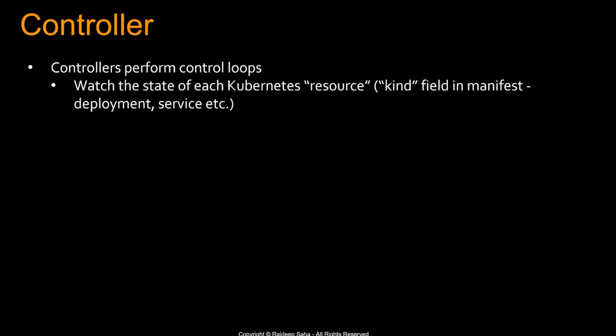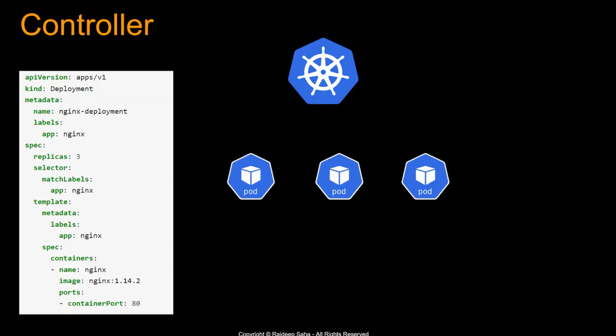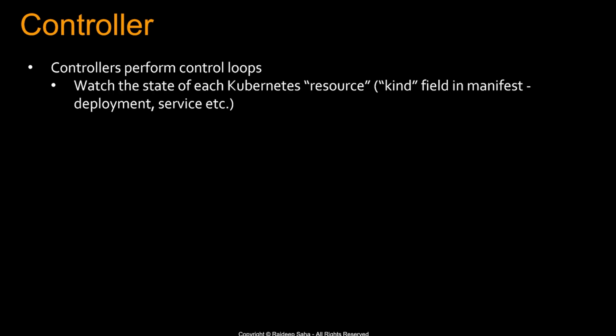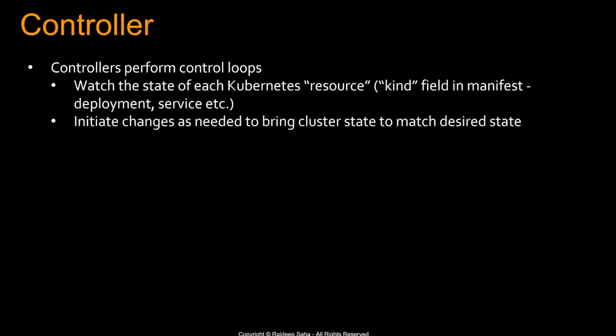So a controller is in charge of these control loops. It watches the state of each Kubernetes resource. A Kubernetes resource could be a pod, service, etc., and it's specified by the kind field in the manifest. If I go back to the previous screen, in this case the kind is Deployment. You'll have separate controllers for each of these kinds. It will initiate changes as needed to bring the cluster state to match the desired state.